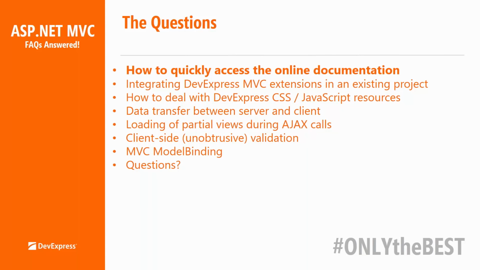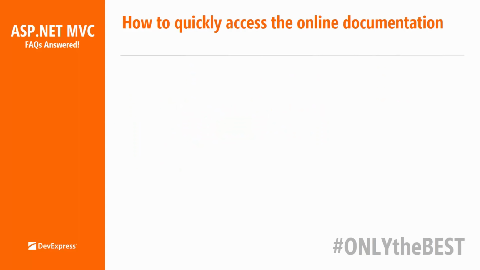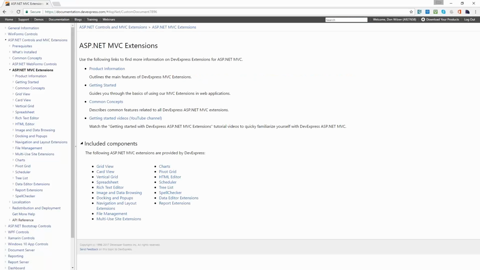So, the first one: how to quickly access the online documentation. The two quickest ways are, first, a URL: documentation.devexpress.com/MVC. If you enter that, you'll be redirected to the appropriate landing page on our documentation site, which gives you access to all the documentation on the MVC extensions, things like localization, redistribution and deployment, etc. This is basically our main entry point.